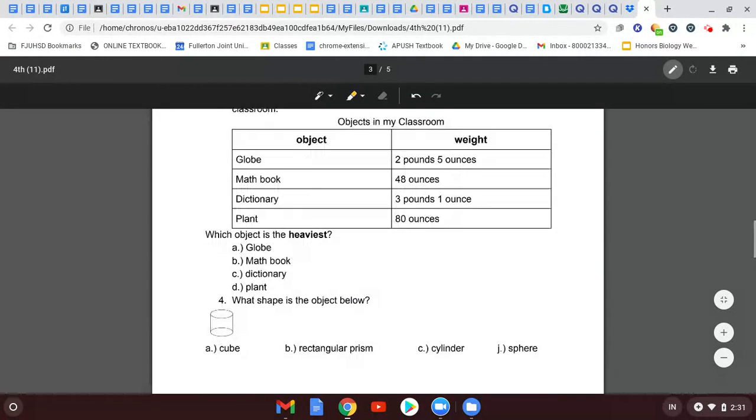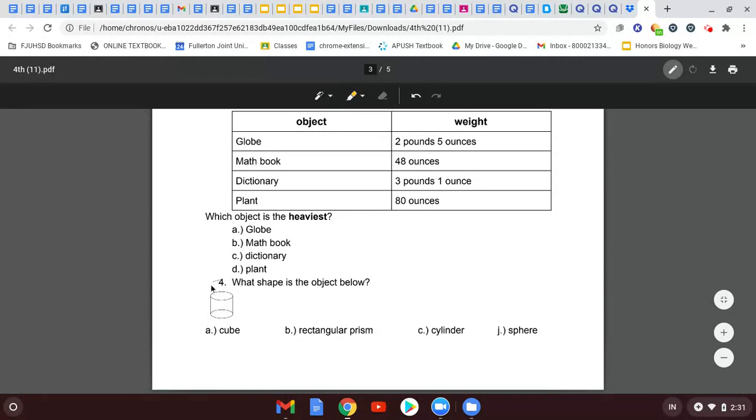Okay, let's try doing number 4. What shape is this object below? Is it a cube? No, because cubes have 6 faces that are squares, and this is definitely not a rectangle or a square. Cross out cube. Is it a rectangular prism? There has to be some type of rectangular face on it. However, there isn't. Is it a cylinder? It could be a cylinder. Is it a sphere? It's definitely not a sphere because it has a height. So it has to be a cylinder.